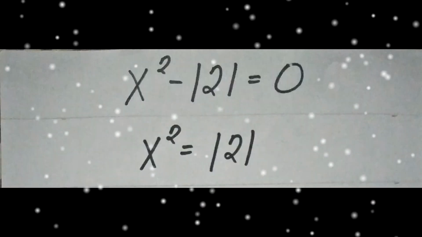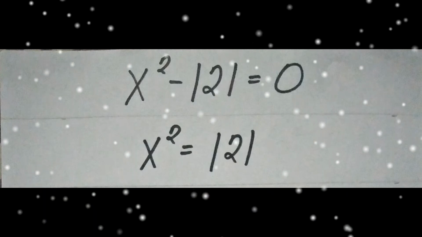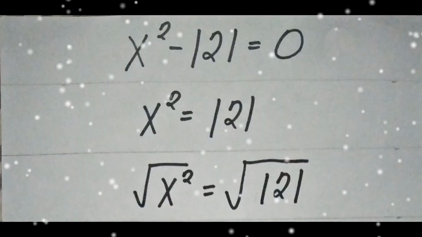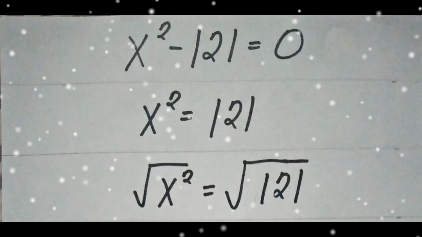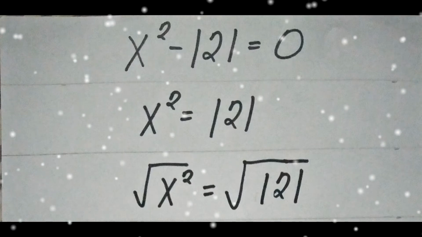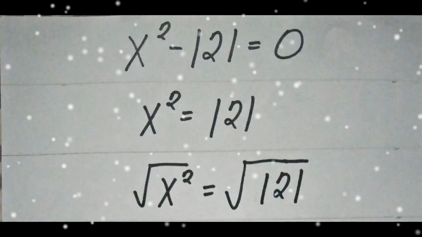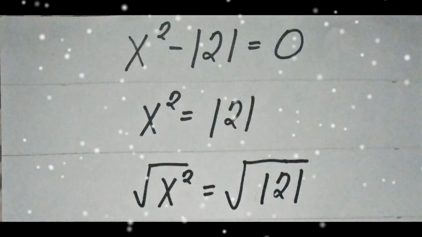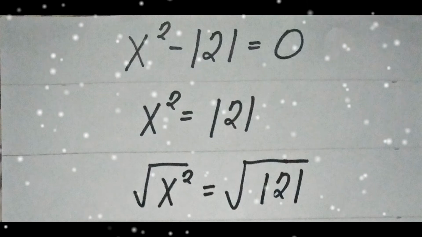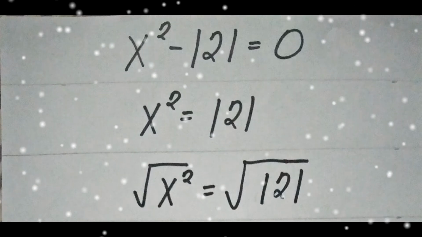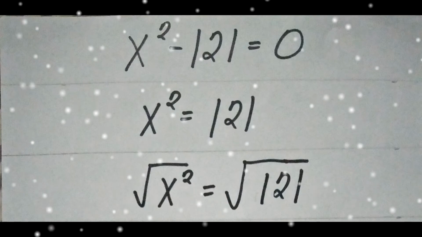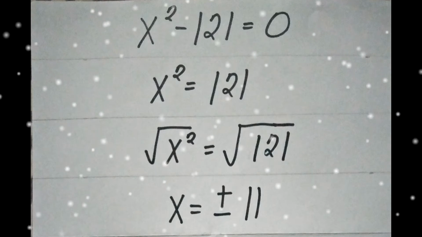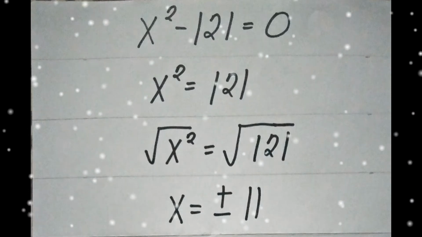Transpose the negative 121 to the other side. We will have x squared equals 121. Second, use the square root property to find the square root of each side. Remember that finding the square root of a constant yields positive and negative values. So our new equation is x squared equals 121. Extract the square root of x squared and 121. What is the square root of x squared? Of course, it is x. And the square root of 121 is 11. So the answer is x equals positive negative 11.